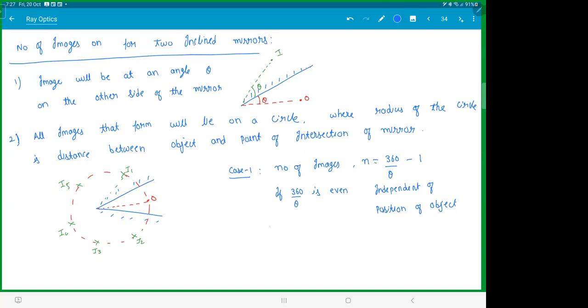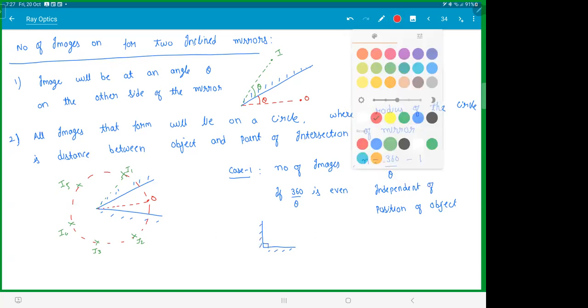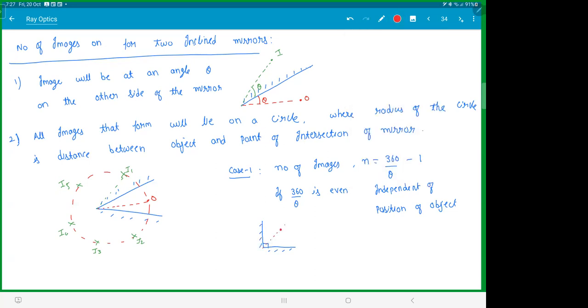So just to take an example, if we take a simple case, 90 degrees. If we take an object here, this will give you an image I1, this will give me I2, and I1, I2 will create again images on this thing, which will be I3. So there'll be like 3 images.